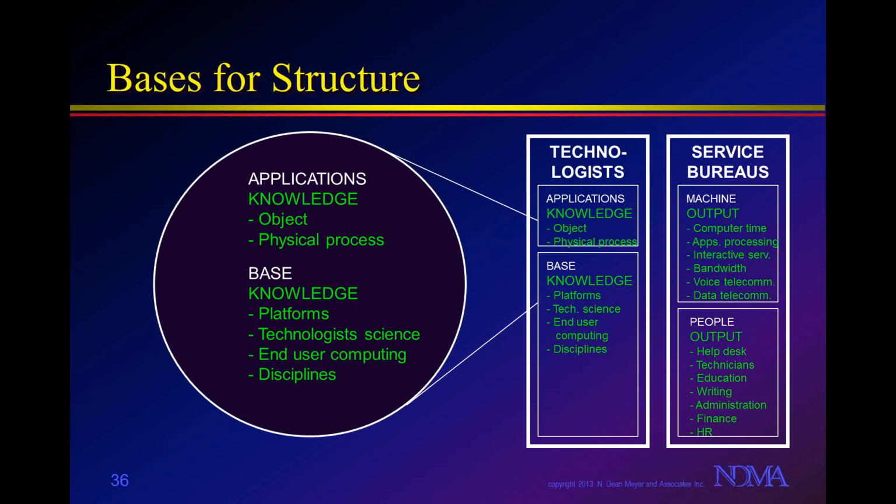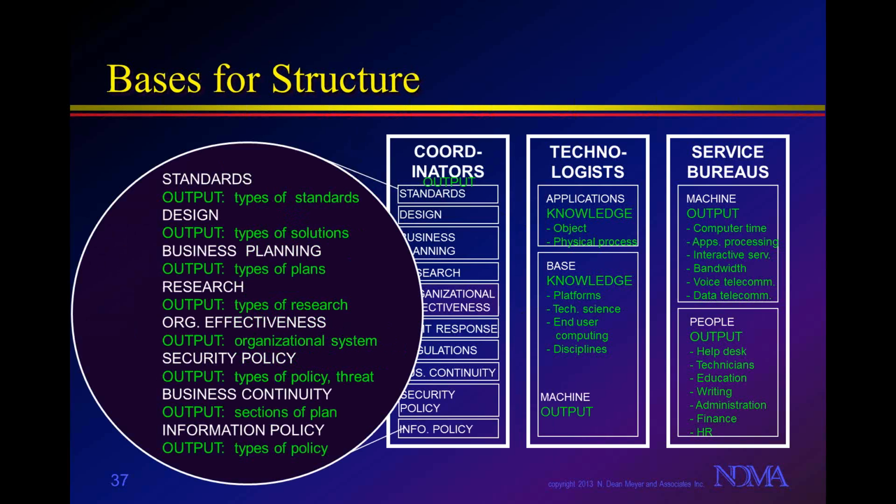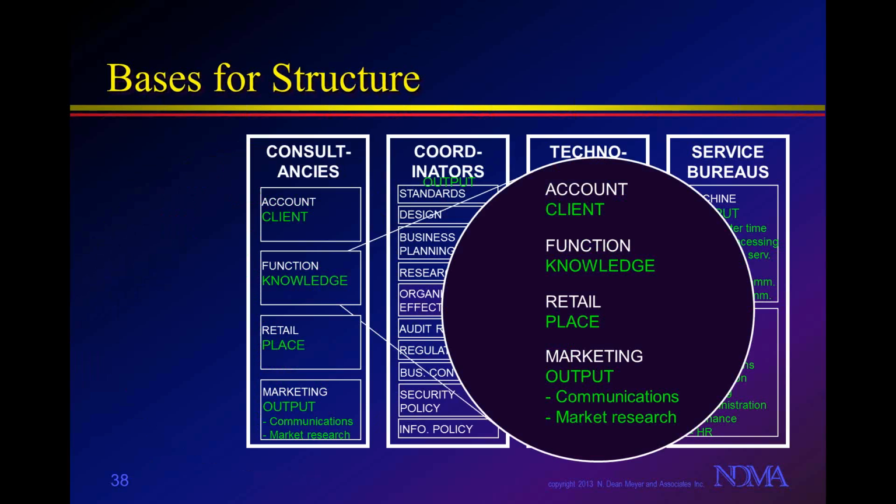In the base technologists, you saw the taxonomy: platforms, technology, science, end user computing, and discipline. The coordinators by what they coordinate, so that's pretty straightforward. That's the list. The consultancies, the one and only group that should be subdivided by business unit is account consultancy. Their job, their bottom of the T, is to know the business units. So you divide them up by business units so they specialize in knowing those clients and their business strategies and the linkage to IT, the strategic use of IT in that kind of business. That's the only building block that lends itself to being subdivided by client business unit.